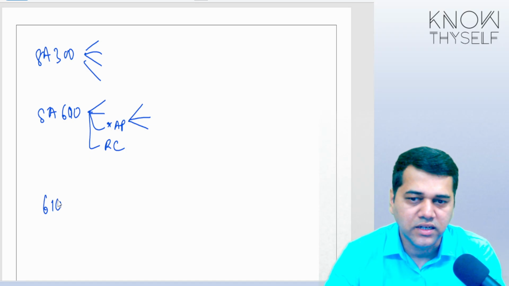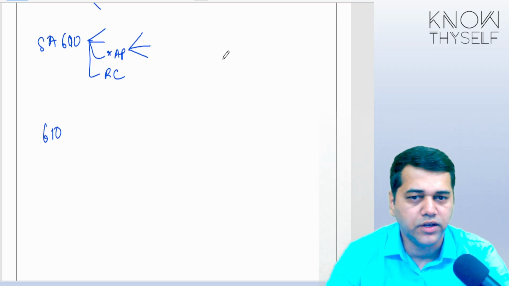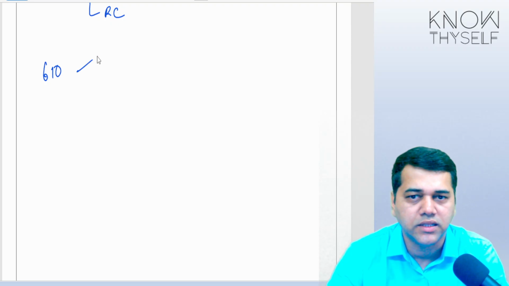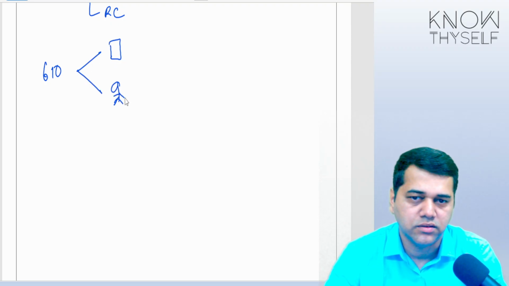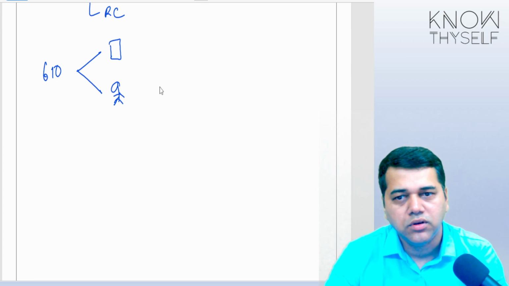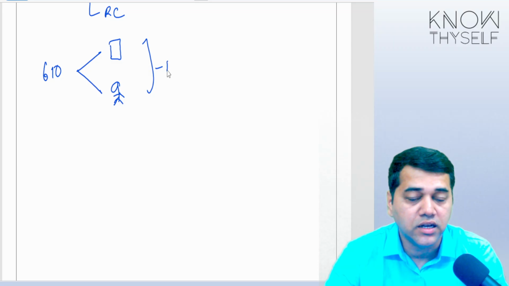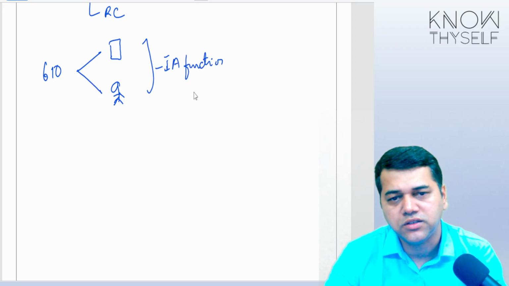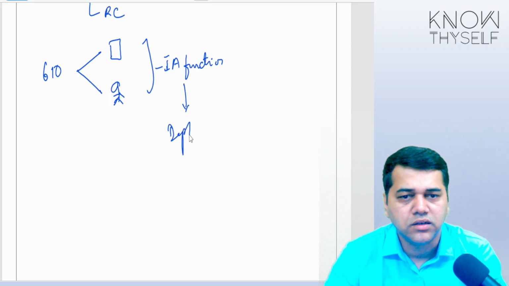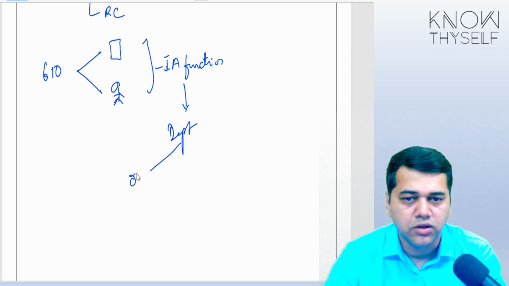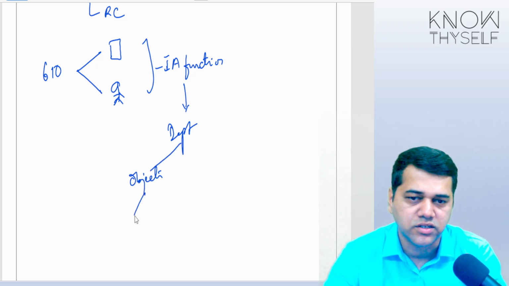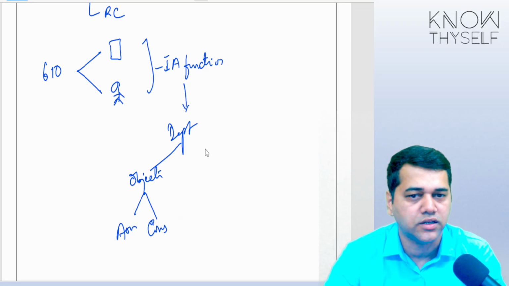Then we started 610. When we talk about 610, primarily there are two elements: a work or a person, of the internal audit function. Now, what is this function? This function is more like a department. Why do they exist? They exist primarily for assurance services or consultancy services within the organization.